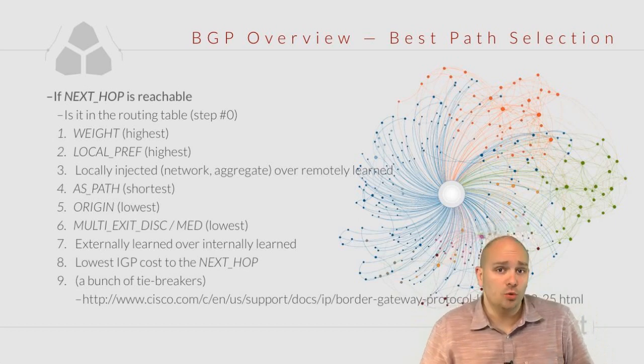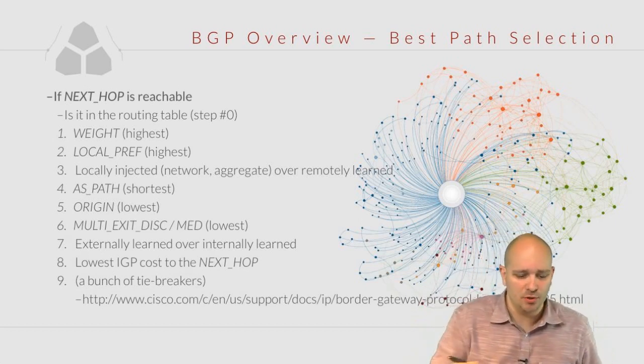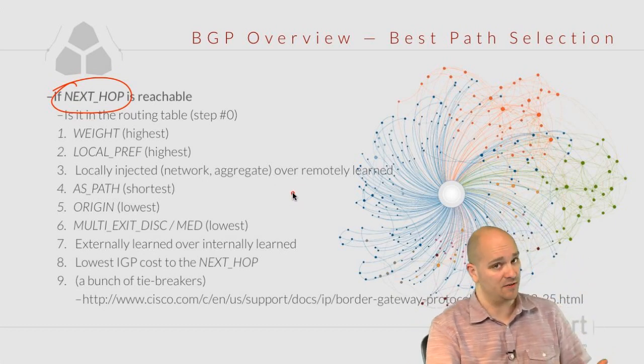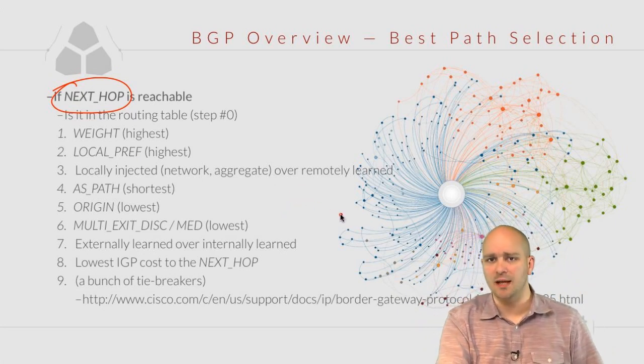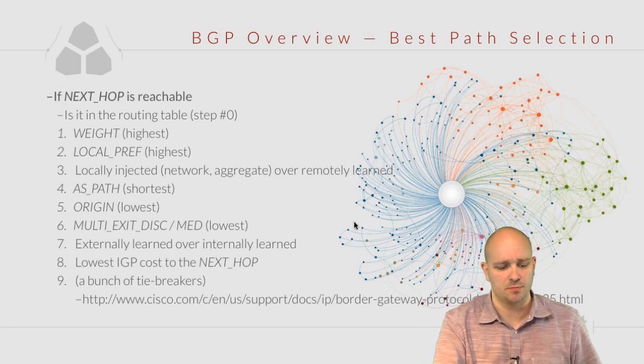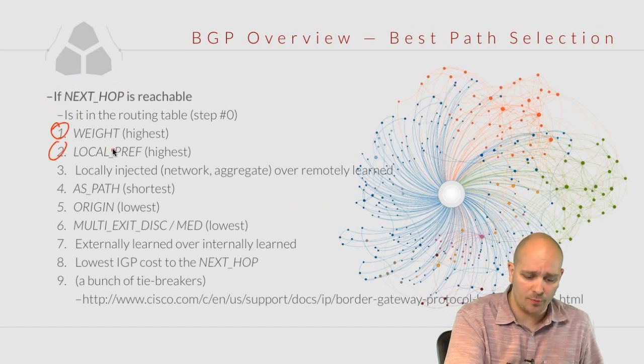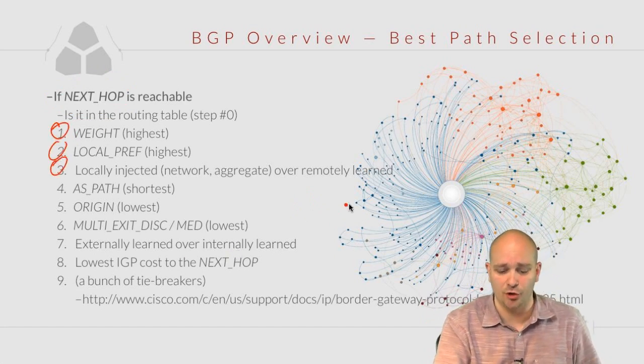But before we talk about BGP policies, let's remind ourselves about the BGP best path selection process. Now, we know that the BGP best path selection process begins only if the next hop attribute is reachable, if it's in a routing table. If it's not in a routing table, the BGP best path selection process does not happen for that particular network layer reachability information. Then weight, local preference, locally injected routes are going to be considered over remotely learned.